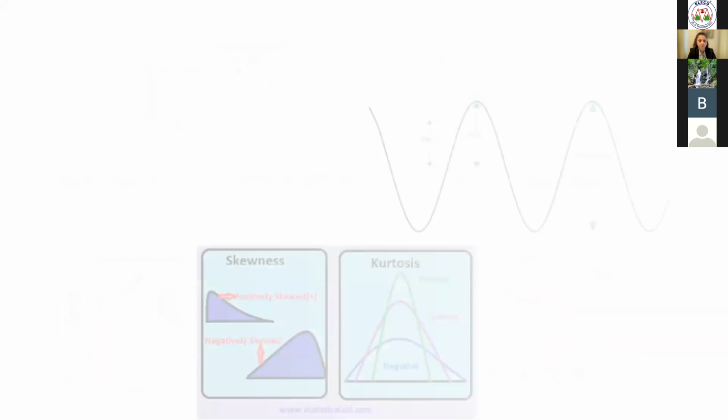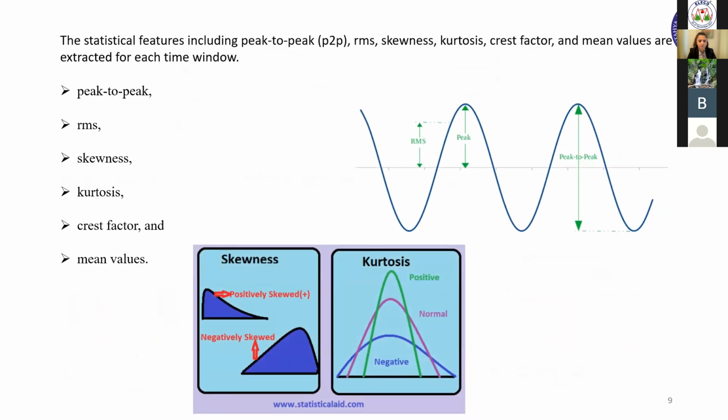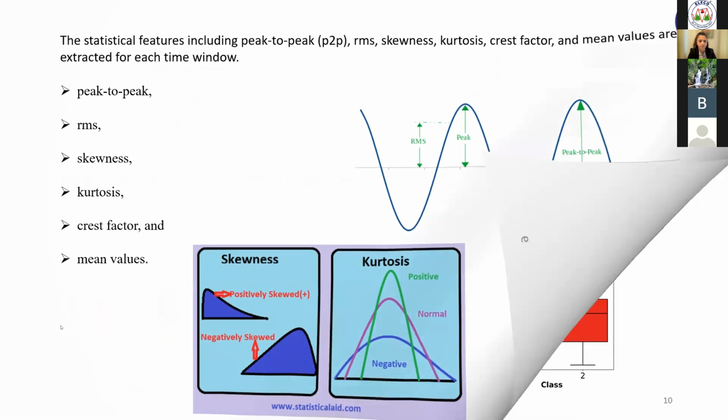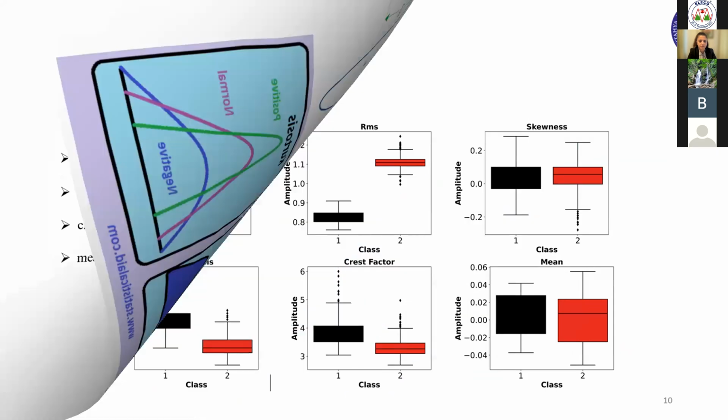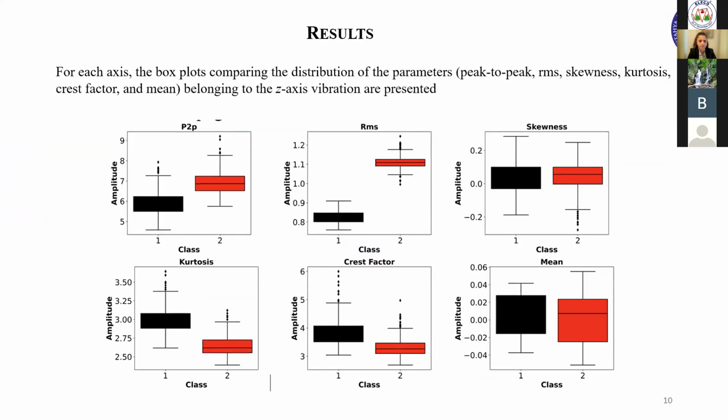The statistical features including peak-to-peak, RMS, skewness, kurtosis, stress factor, and mean values are extracted for each time window. The distribution of statistical parameters of three-axis vibration signals was evaluated by using box plots. The box plots used to compare the distribution of the statistical features of z-axis vibration signals are given in the figure.